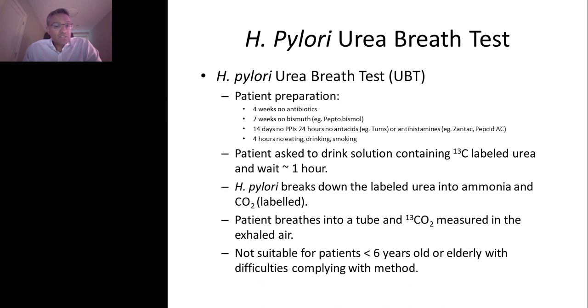The patient is asked to drink a solution containing the labeled urea and wait approximately an hour. H. pylori breaks down the labeled urea into ammonia and carbon dioxide, which is labeled, and the patient breathes into a tube where the labeled carbon dioxide is measured in the exhaled air. As you can imagine, these instructions are difficult to follow for young patients under 6 years of age, or elderly patients with difficulties complying with the method here.